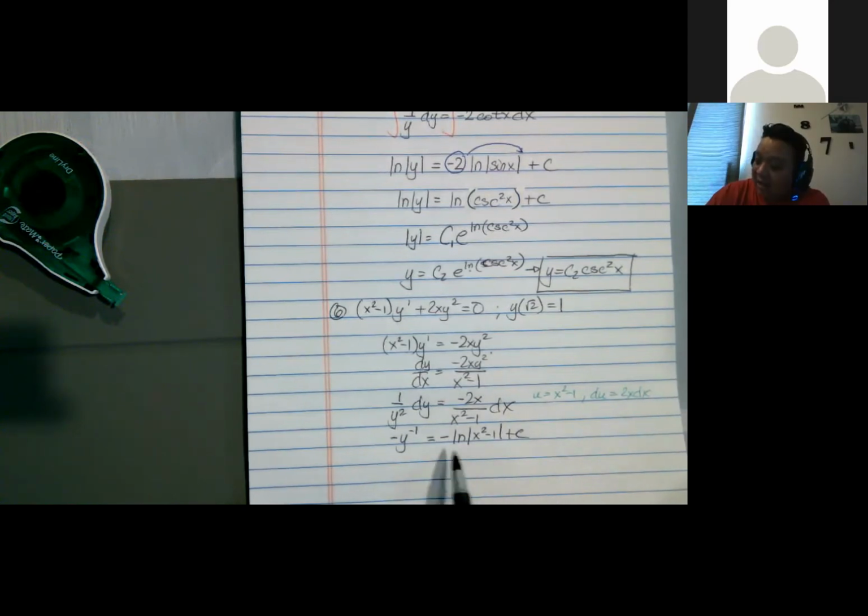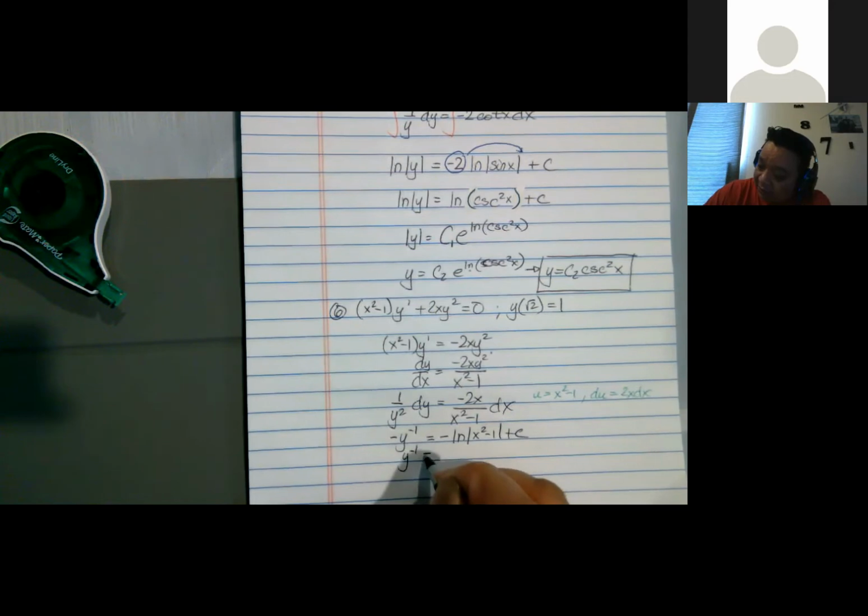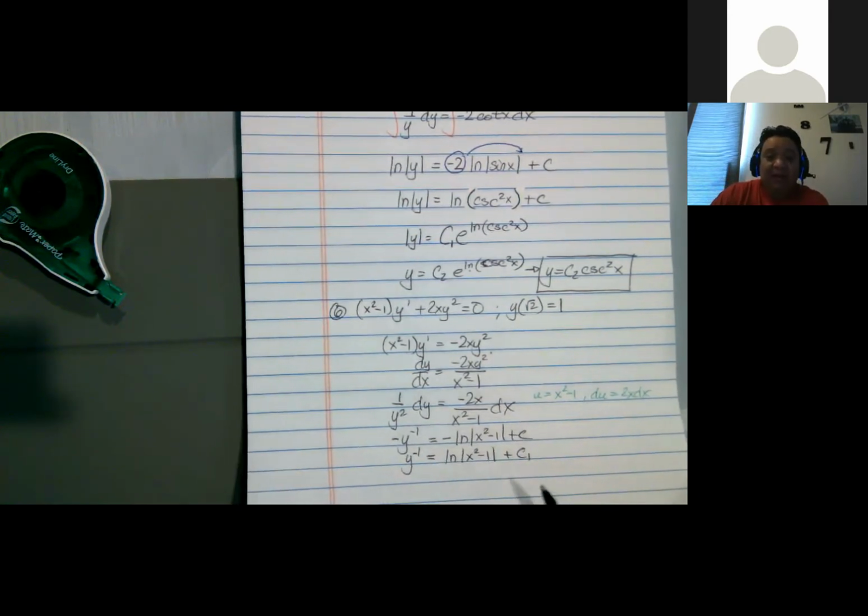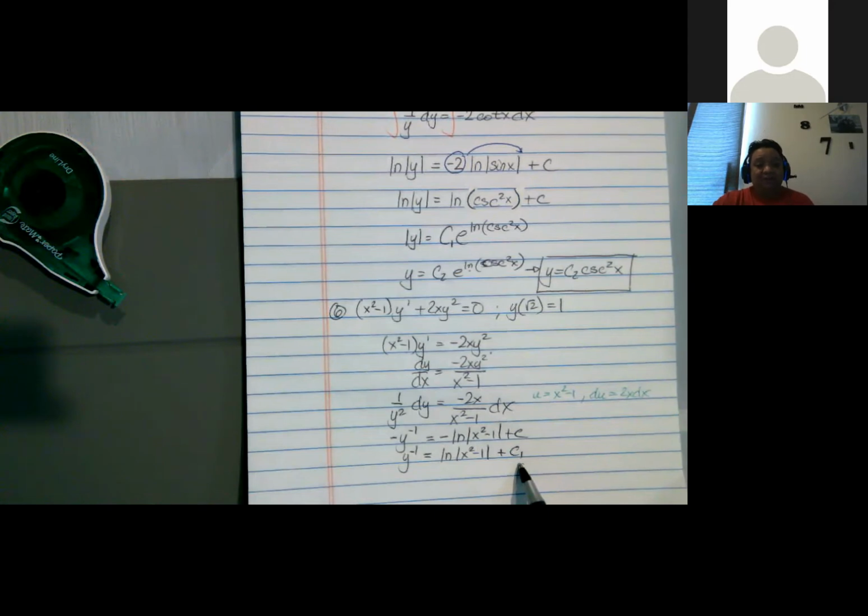Okay. The negatives on both sides should be able to cancel. So multiply everything by negative 1. So you get y to the minus 1. So this becomes a positive. And this becomes just a new constant because you multiplied by negative 1. So that's now a new constant.